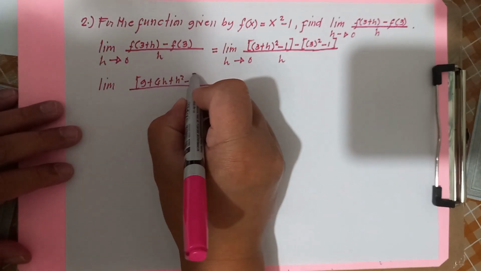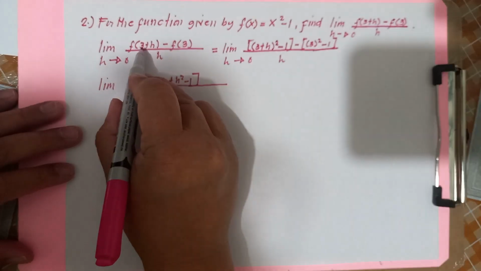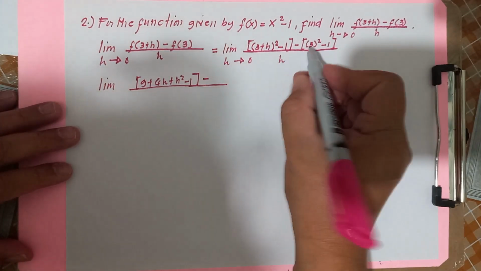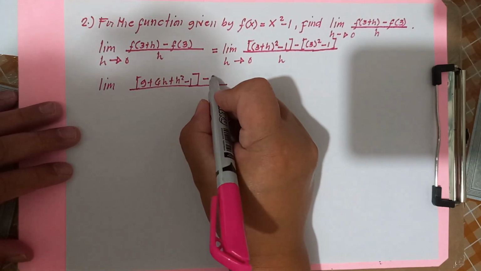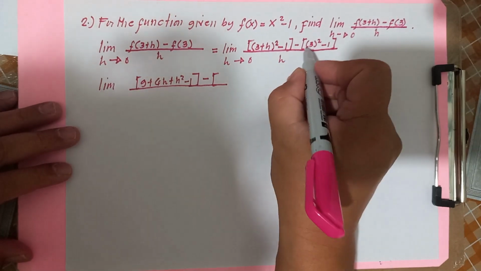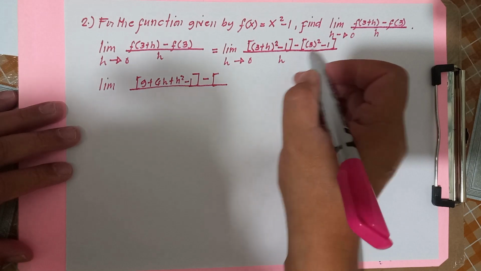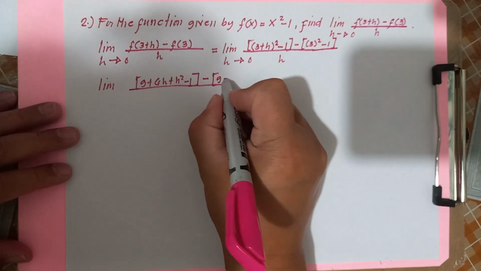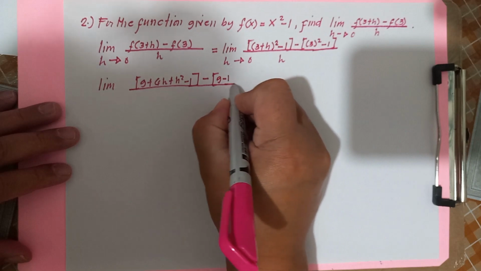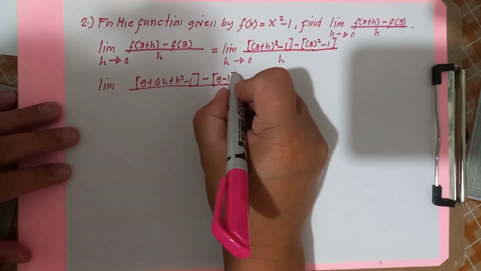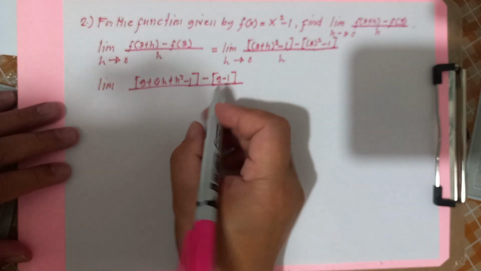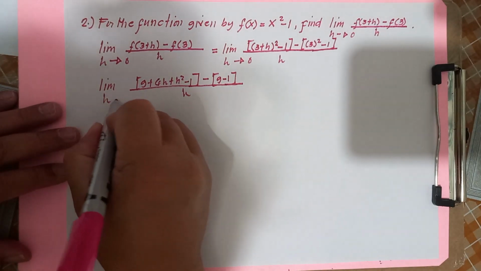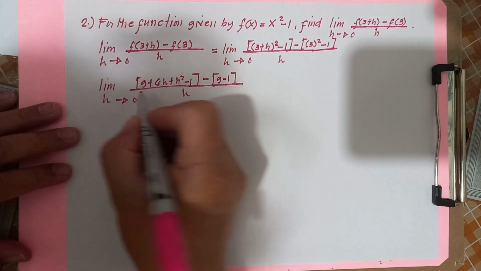That is actually our first function. The second function is minus 3. Notice that we have in here 3 raised to 2 is 9, 9 minus 1. Okay? And so we have now a result that is the same as over h, as your h is approaching 0.